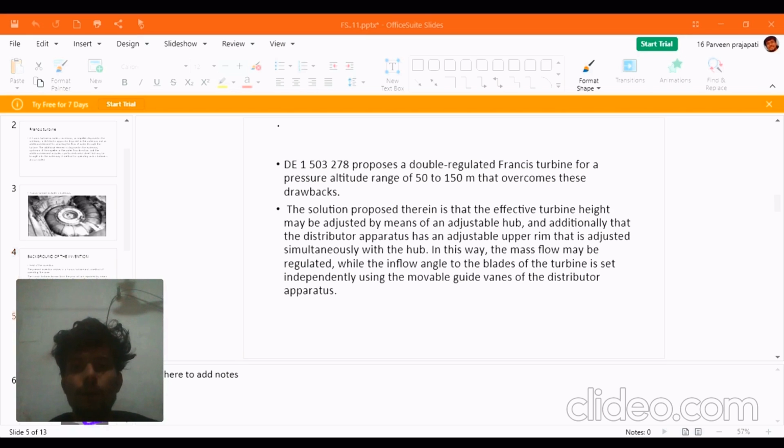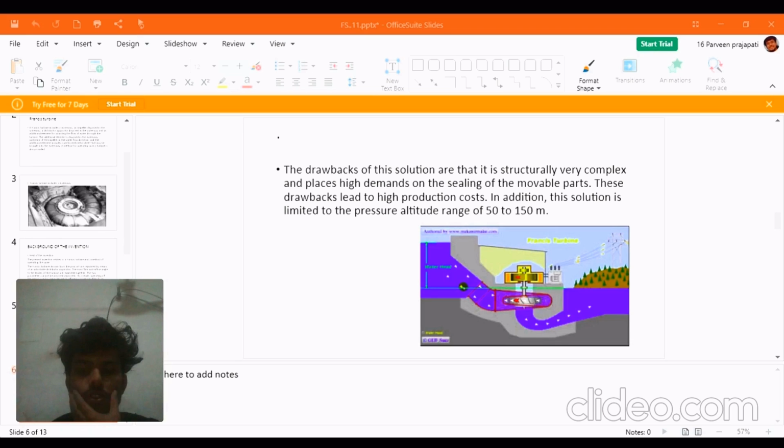After that, a double regulated Francis turbine was proposed, whose double regulated pressure range is between 50 to 150 meter. That is totally good, but there is also some drawback. As a solution, the distributor has an adjustable upper rim. After that, as we can see, there is some drawback too.